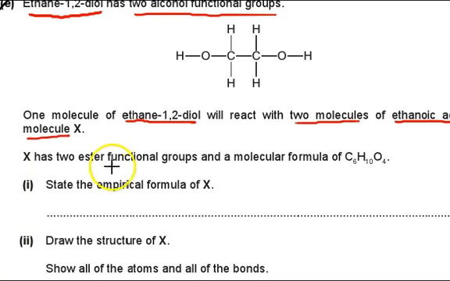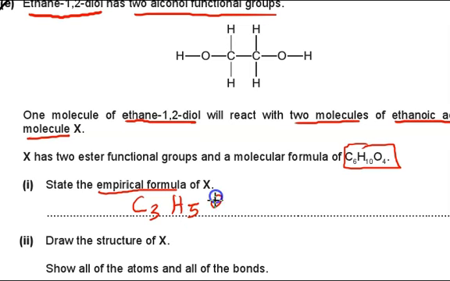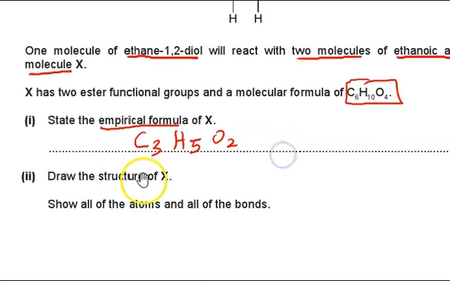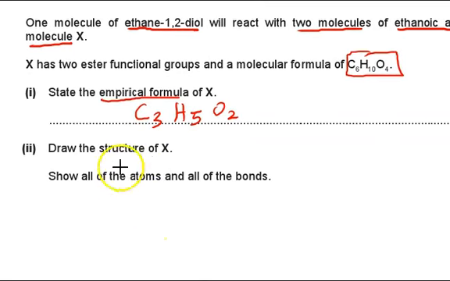So here they have a molecular formula of this. Now state the empirical formula of X. Empirical formula is the most simplified, like fractions. You are simplifying the fractions. So C3, divided all by 2, so here you get H5 and O is 2. Alright, so here, draw the structure of X. Show all atoms and all of the bonds. So structure X.